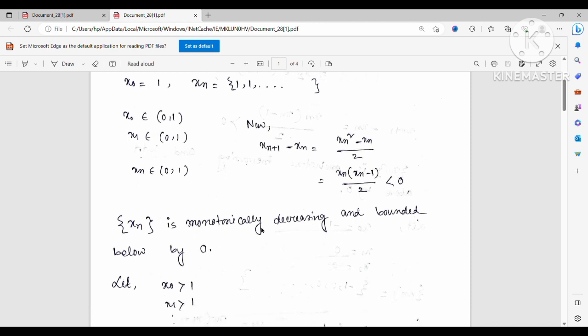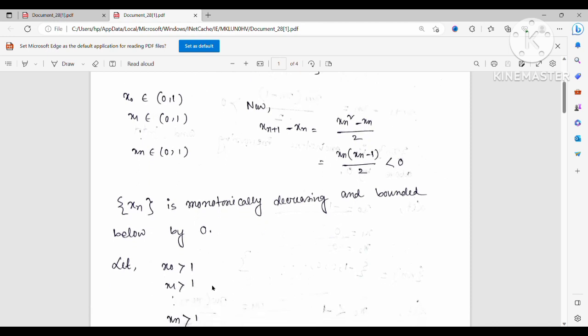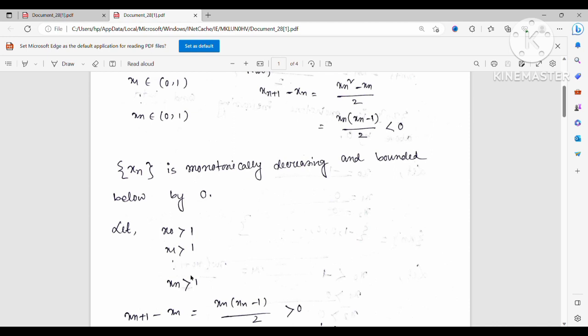Now come to the next part. Let us assume that x0 greater than 1. Then definitely x0 square greater than 1. Then definitely x0 square plus x0 greater than 2. Then definitely x0 square plus x0 divided by 2 greater than 1. That means x1 greater than 1. Similarly, recursively we get xn greater than 1.